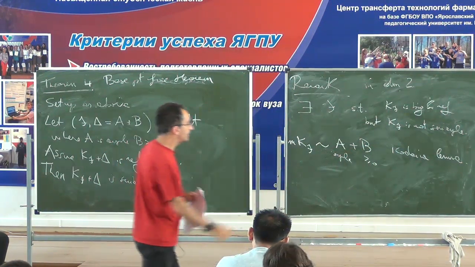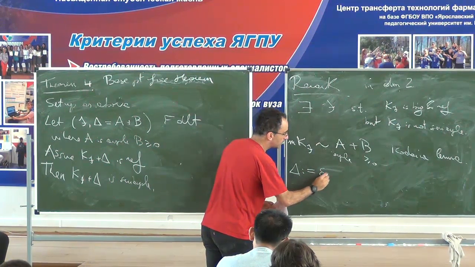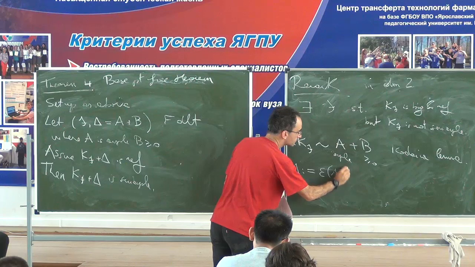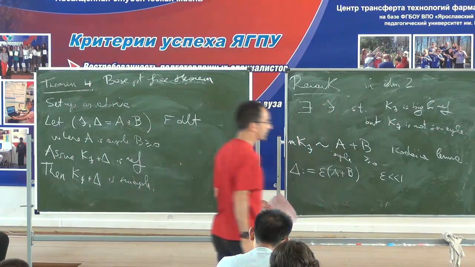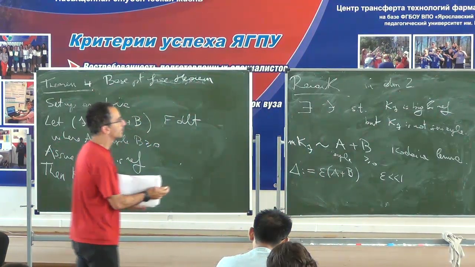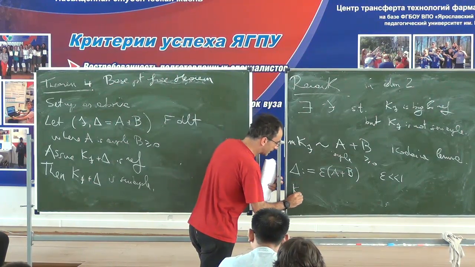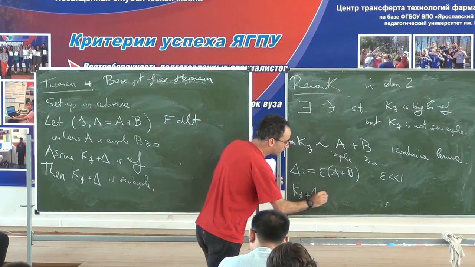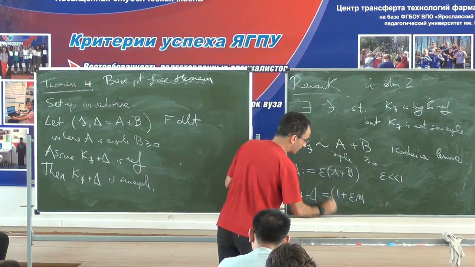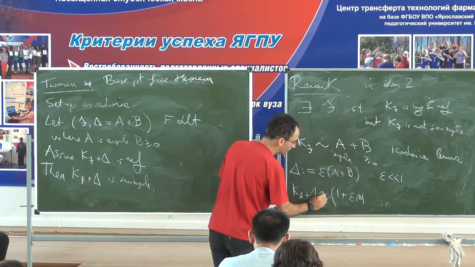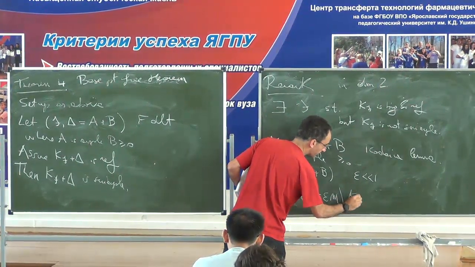Okay, so I can define delta to be equal to epsilon (A plus B), where epsilon is small enough. Okay? And also what I can do is to study K_F plus delta. So this is equal to, let's see, (1 plus epsilon m) times K_F, at least numerically, sorry.